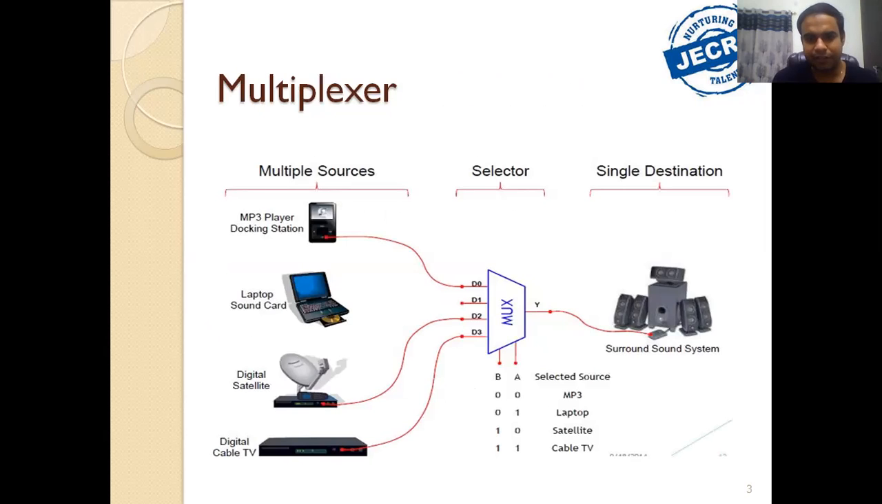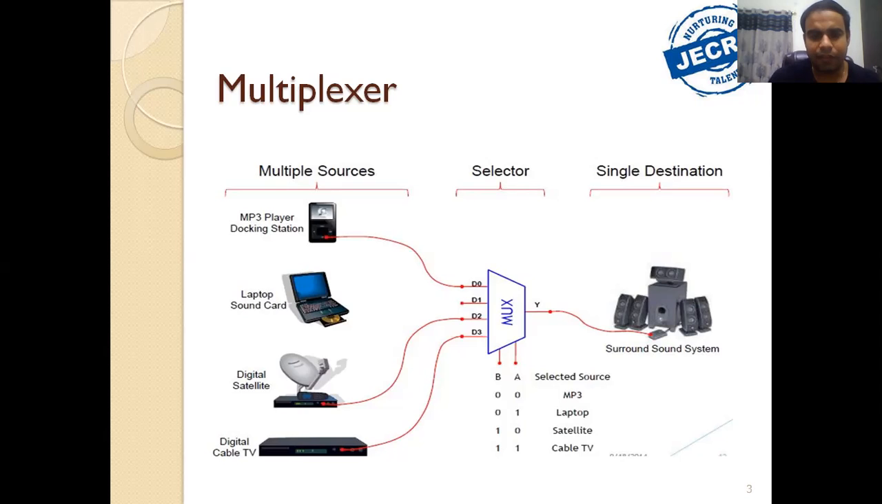Here, in the multiplexer, there are 4 inputs. In the blue rectangular box, there are D0, D1, D2, D3. Here D0, D1, D2, D3 represent the data inputs. That's why we represent them with D. And there are multiple sources. MP3 player can be considered as one input. Laptop sound card can be considered as another input. Digital satellite, another input. And digital cable TV is considered as another input. Now, we can transfer the sound of any of these sources to the output.